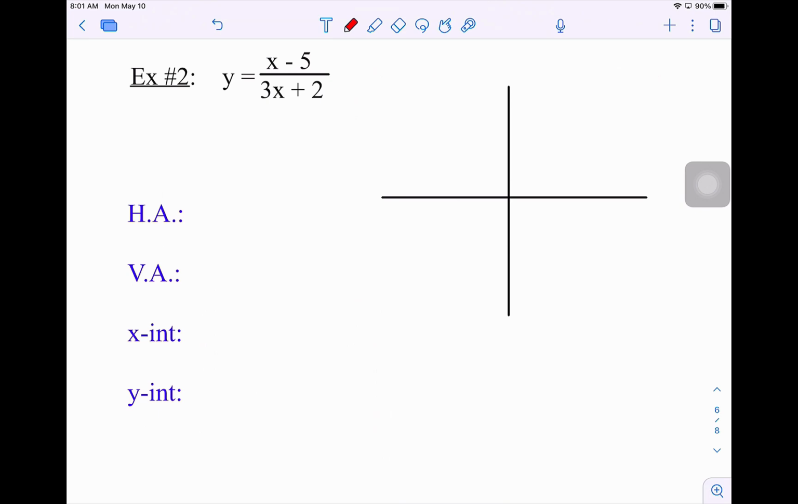He's copying me over there. He said the exact same thing I just said. See? He's doing pre-calc. I'm doing algebra 2. It's coming back.